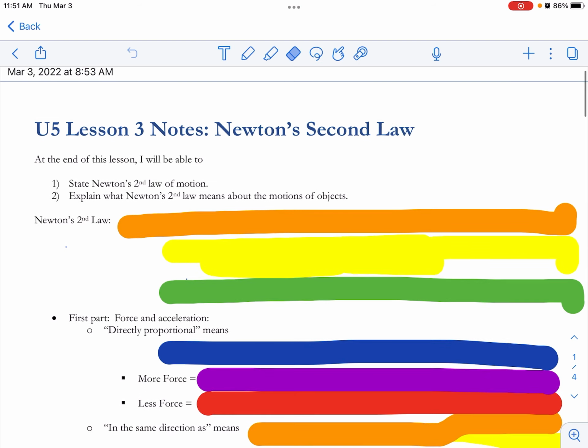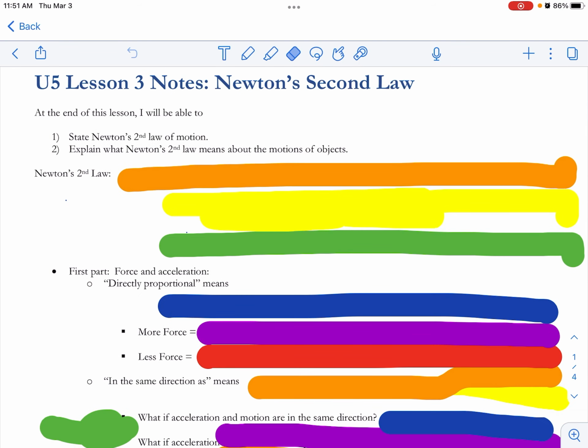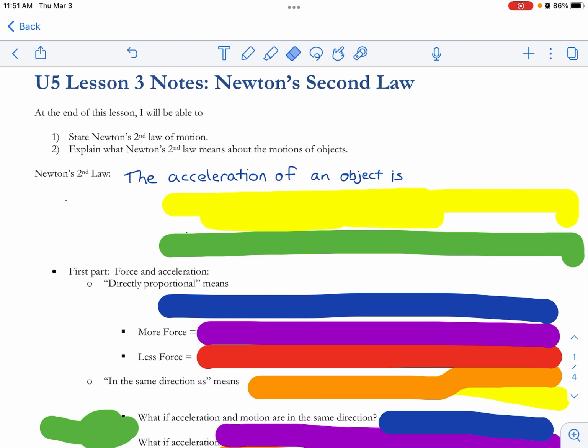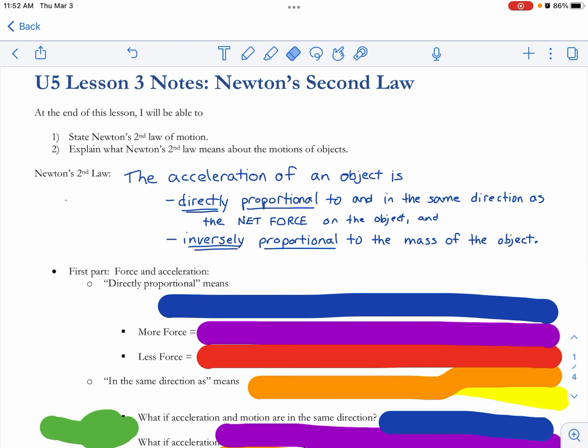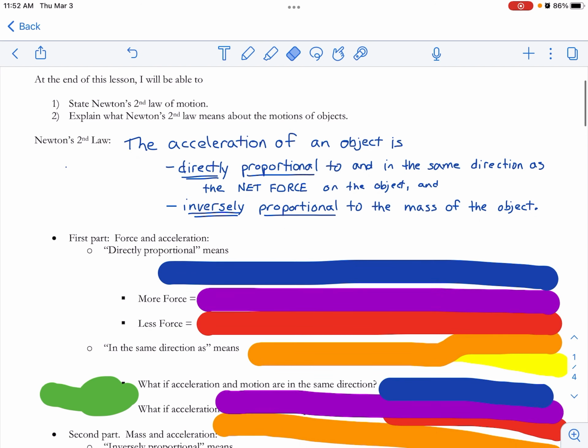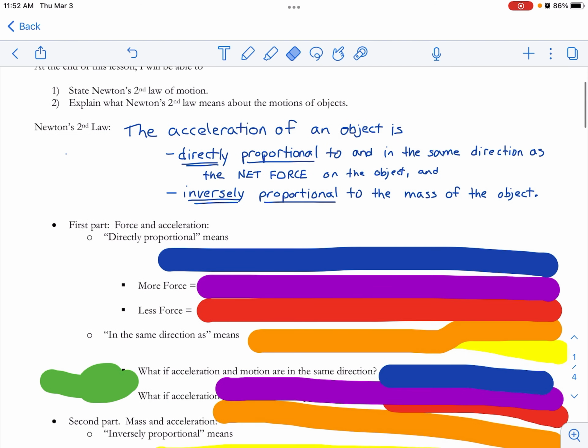So let's start by writing down what Newton's second law says. Now, it's got two parts to it. First, we're going to be talking about the acceleration of an object. The acceleration of an object is directly proportional to and in the same direction as the net force on the object, and it is inversely proportional to the mass of the object. Now that's what you should have seen in the lab. If that's not what you saw, then you probably did something wrong, but that's okay. Hopefully we'll get it to make more sense in your head. You probably did see that anyway.